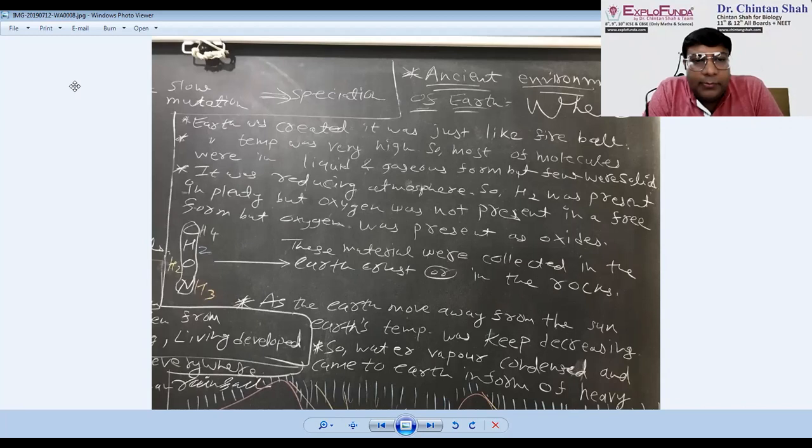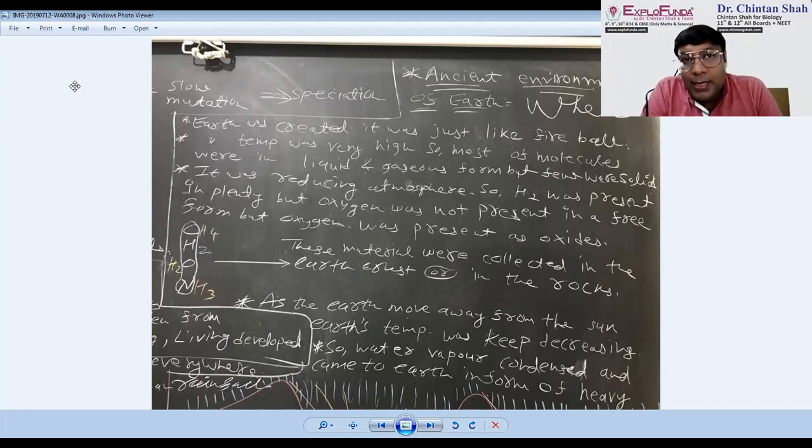So most of the molecules were present in the liquid form or gaseous form, but very few were present in the form of a solid. Okay, it was a reducing atmosphere.